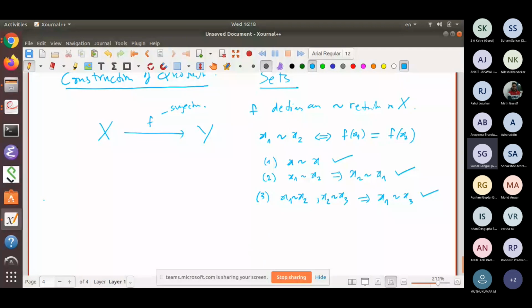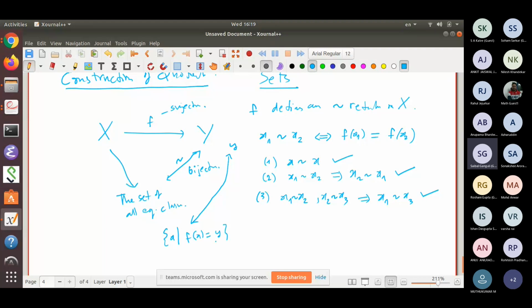Now, so this is an equivalence relation. And now I can go from X to the set of all equivalence classes. And now this will be in a natural bijection with Y. Because any element of Y is the same as the equivalence class, the set of all x such that f of x equals y. This is an equivalence class.